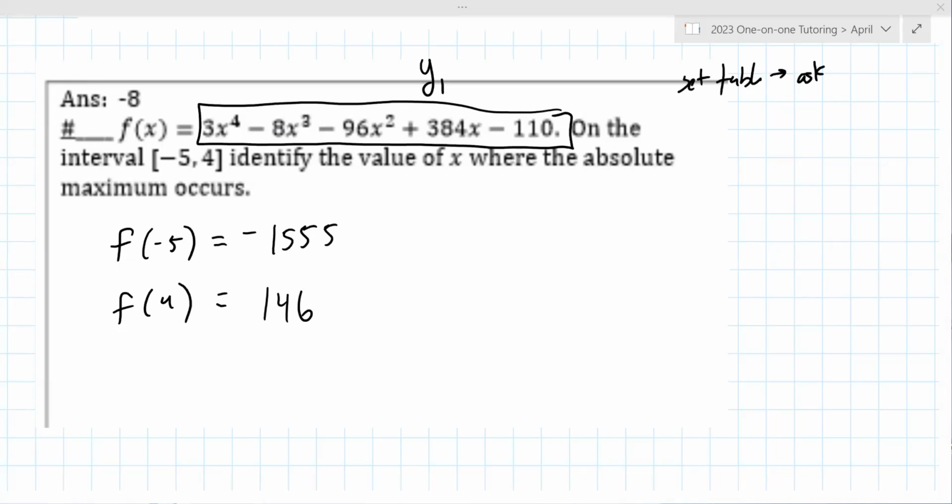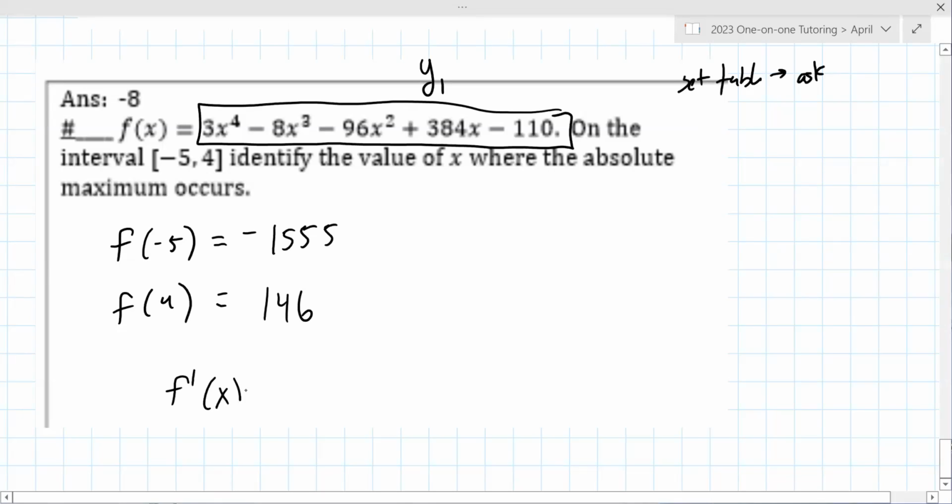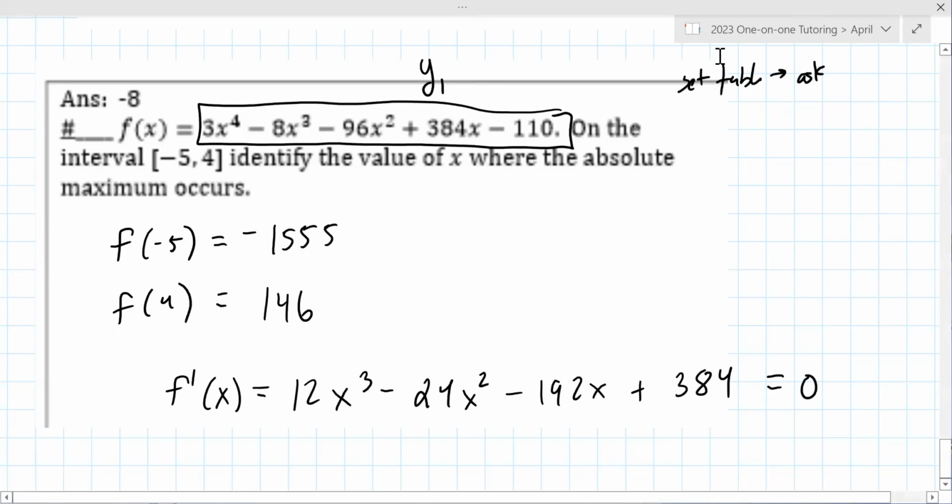The next part is to take the derivative. So the derivative of this is 12x cubed minus 24x squared minus 192x plus 384. You have to figure out where this equals 0. Unless you've magically figured out how to factor cubics, which is quite difficult, and most people don't know how to do that, and it's not even taught anymore, you have to probably use a calculator to see where this equals 0.